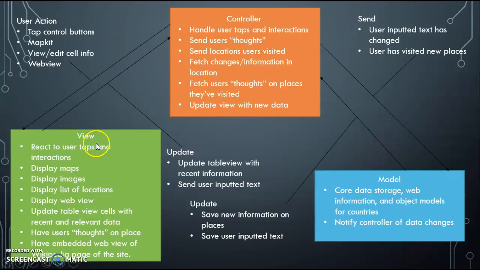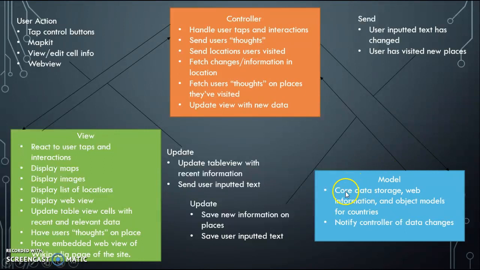Now for this relationship, going this way, we have user action, which obviously we think about tap, control, buttons. There's the MapKit, there's view and edit cell info, and then of course the web view, as we know. And then going this way, we have update, which we obviously think about update the table view with recent information, and then go ahead and send user inputted text. This would be the name of the country and the experience that they had, and the thoughts on the place. And then over here we have model.